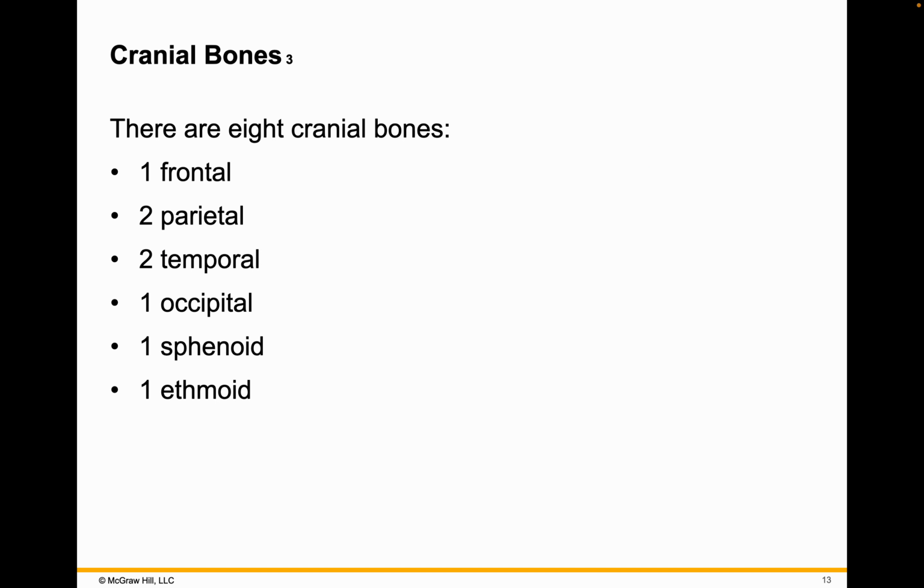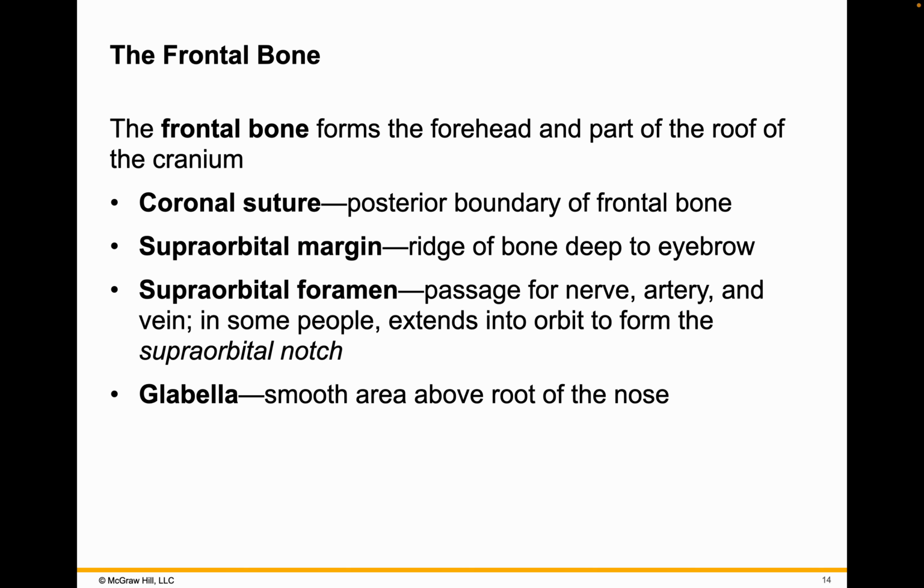There are 8 cranial bones. There's 1 frontal bone, 2 parietal, 2 temporal, 1 occipital, 1 sphenoid, and 1 ethmoid. The frontal bone forms the forehead, the roof of the cranium.